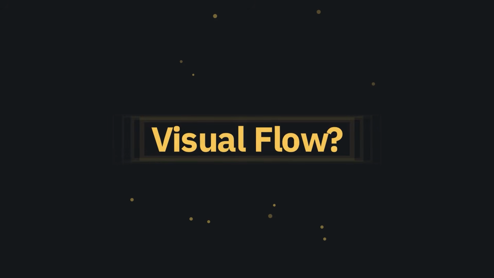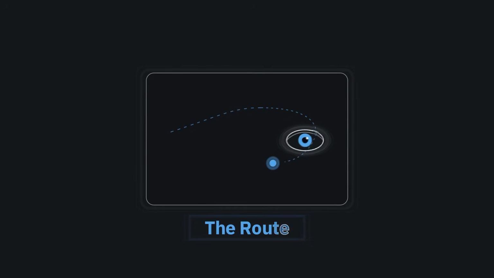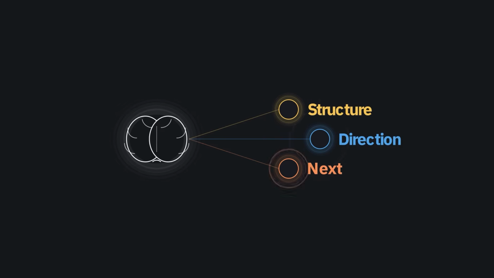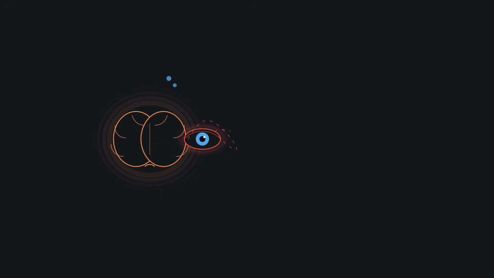So what actually is visual flow? It's the route that a viewer's eye travels through your image after it enters. And here's the important thing. The route is not random. Your brain is constantly scanning for structure, for direction, for the next thing to look at. And if you have not built a path for it to follow, it will wander. It'll get frustrated and it'll give up.